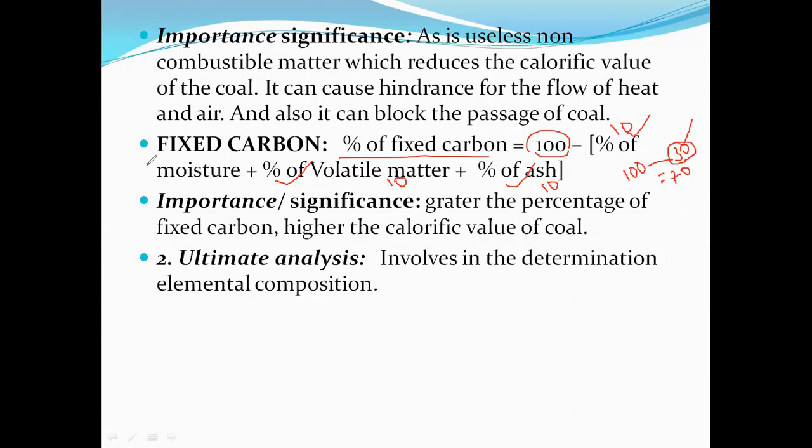So we are seeing the fixed carbon calculation. When we are discussing the fixed carbon calculation, the percentage of fixed carbon is equal to 100% minus the percentage of moisture plus percentage of volatile matter plus percentage of ash. Now you see the importance and significance of carbon. The ideal coal sample must contain the highest percentage of carbon.